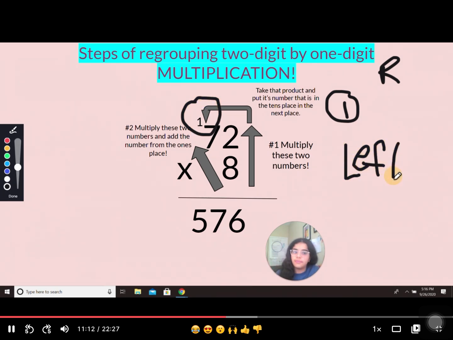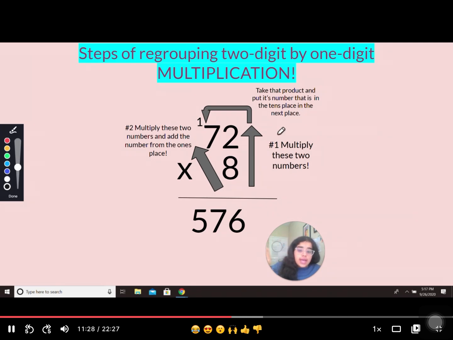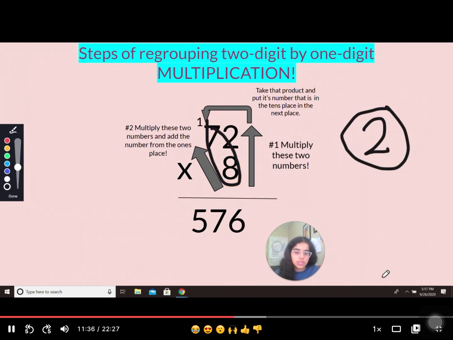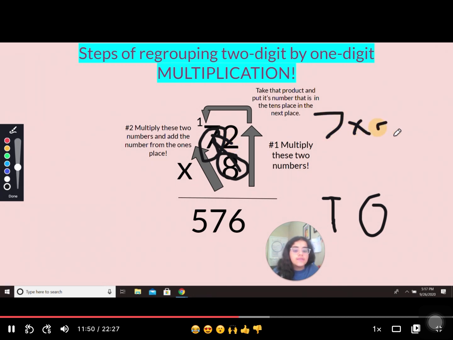I said this many times, but I used to get confused with this when I learned it, and then I realized that it's always the left number. So the left number goes up, alright? The second step is the same step as the one that you did with the normal one. It's multiplying diagonally, which is also multiplying the tens place and the ones place. So this is the ones place, this is the tens place, and I multiply diagonally, which I know that 7 times 8 is 56.